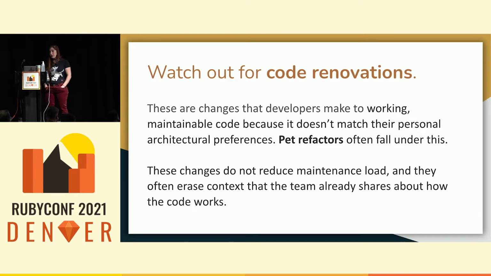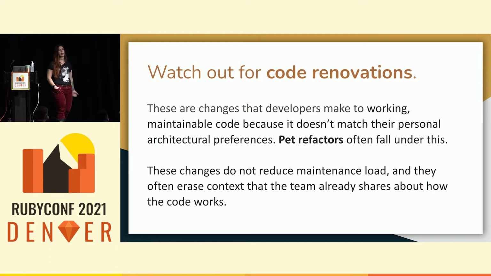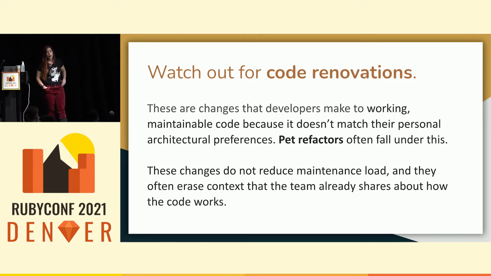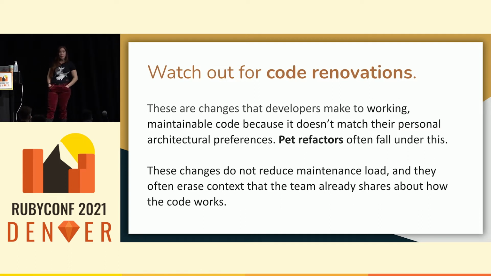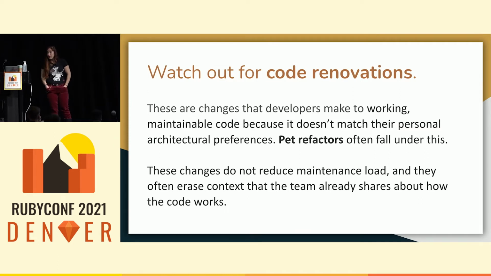These kinds of changes don't reduce maintenance load, and in fact, they often erase context that the team already shares about how the code works. What happens to maintenance load when context is lost? Yeah, it goes up. So a lot of times these pet refactors end up increasing the maintenance load because it means the rest of the team now no longer understands a pattern in this code base, and they need to take time and effort to learn this pattern. Is that adding a feature? No, it is not. Is it removing a feature? It's not that either. It's maintenance load. It's something that devs are having to do to maintain this code base.